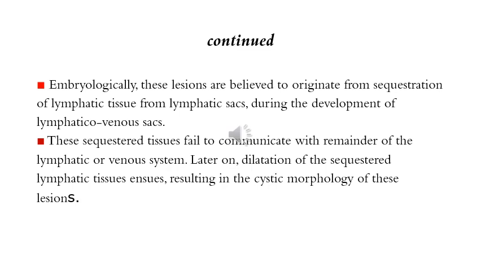If the sequestrated lymphatic tissue fails to communicate with the remainder of the lymphatic or venous system, later on dilatation of the sequestrated lymphatic tissue occurs, resulting in the cystic morphology of this lesion. It's a cystic hygroma.